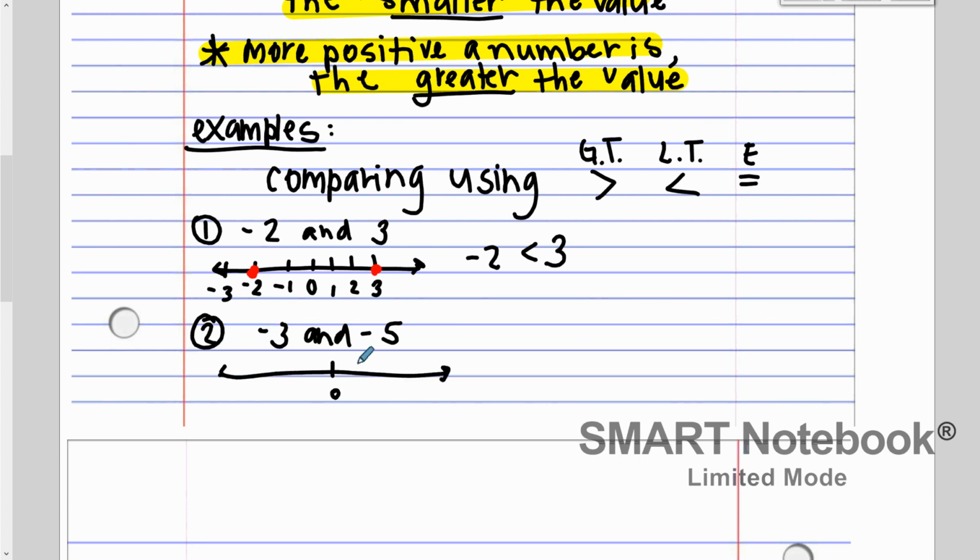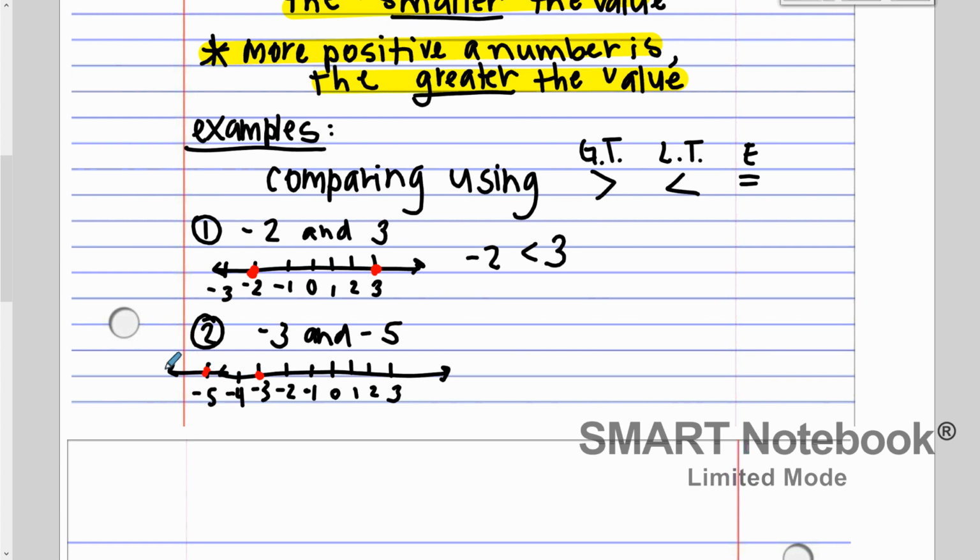So we're going to put 0. We don't need any positive numbers, so I'm just going to count up a couple, and then count down. I need to go all the way to -5. I'm going to extend my line. Again, I'm going to put a dot where there's -3 and a dot where there is -5.